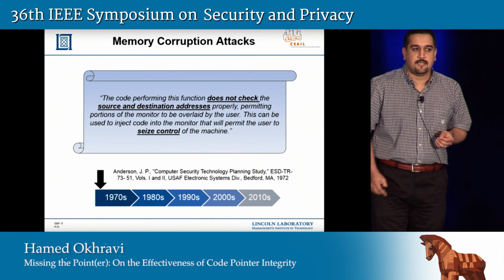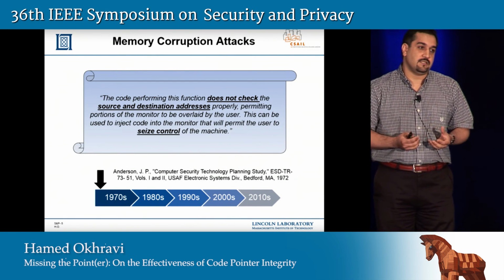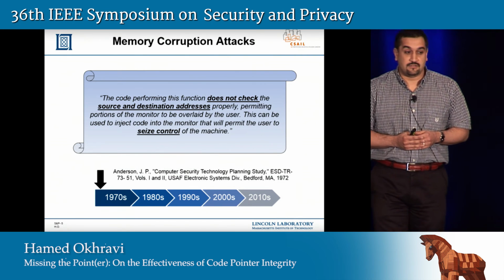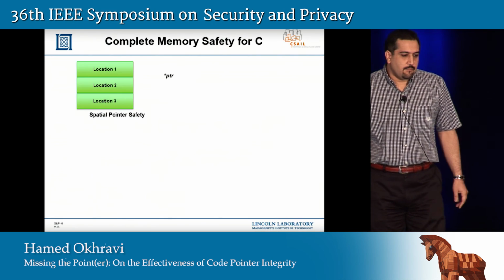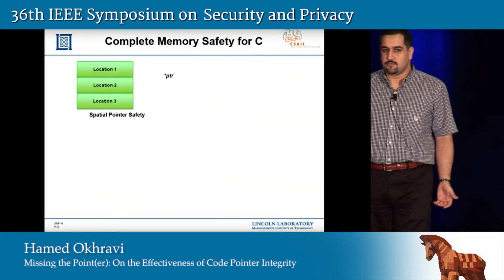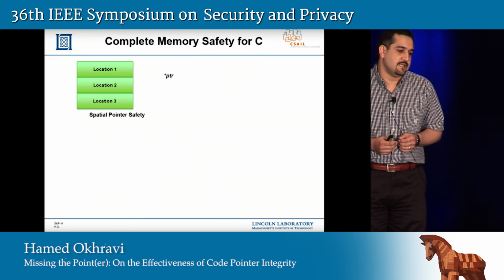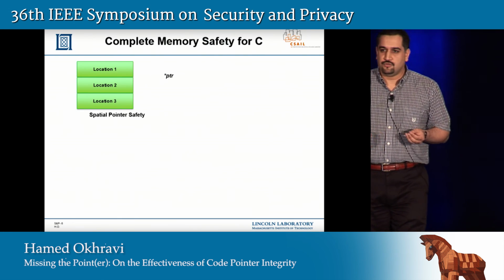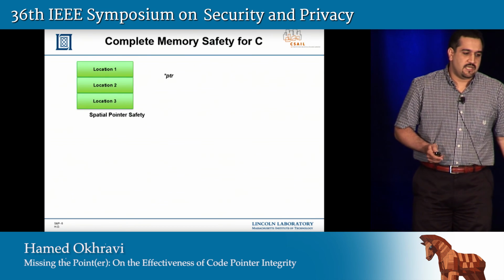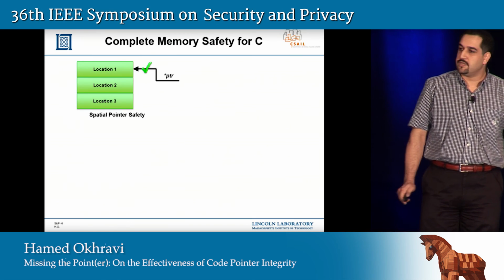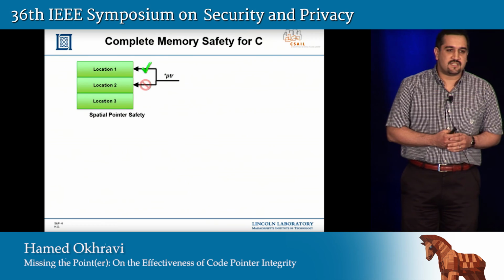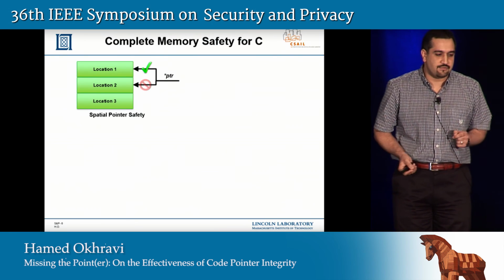And partly because defenses that are preventing memory corruption attacks and are efficient are actually hard to design. But we do know how to solve this problem. If we provide complete memory safety, it's going to prevent all of these types of attacks. And complete memory safety refers to 2 properties. The first one is providing spatial pointer safety, meaning that the pointer can point to some locations, but not other locations. So by enforcing that, we can ensure that the function pointer cannot be redirected.